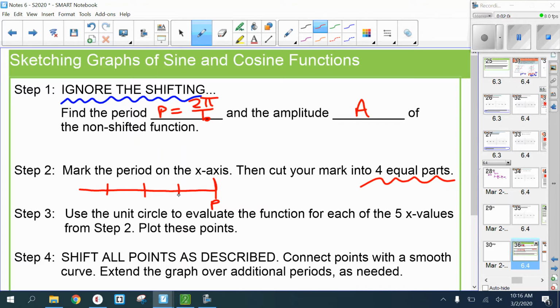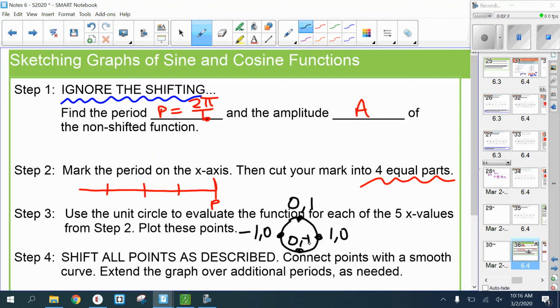Step 3, use the unit circle to evaluate the function. So I'm still going back to that unit circle. Make sure you know those 4 points. Unit circle, we want the quadrantal points: 1, 0, 0, 1, negative 1, 0, and 0, negative 1. We want those 4 points.